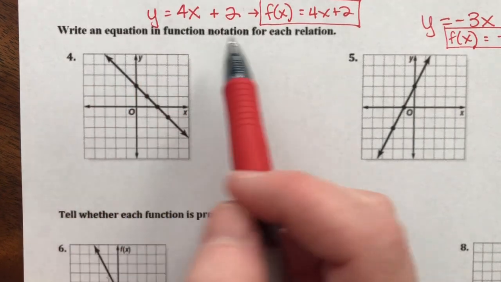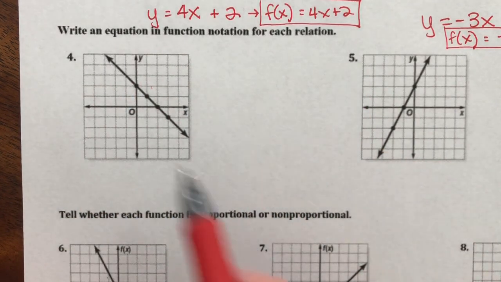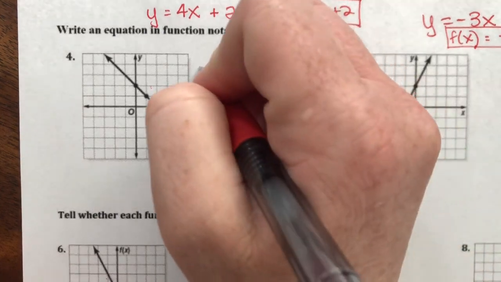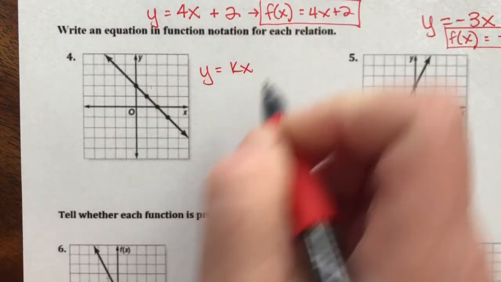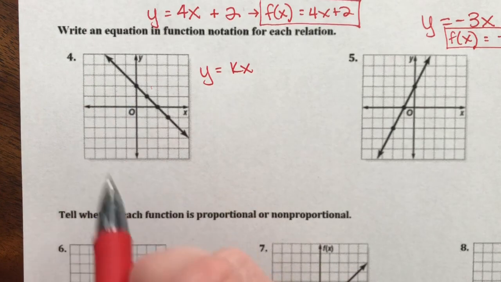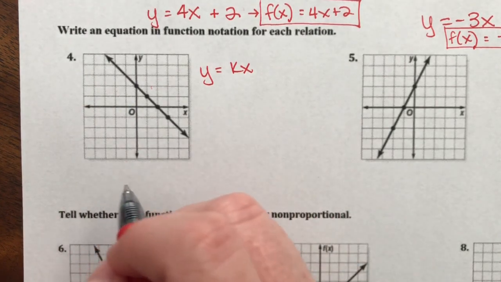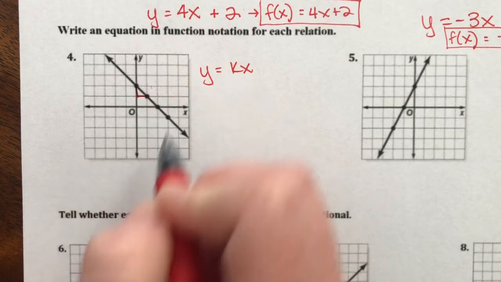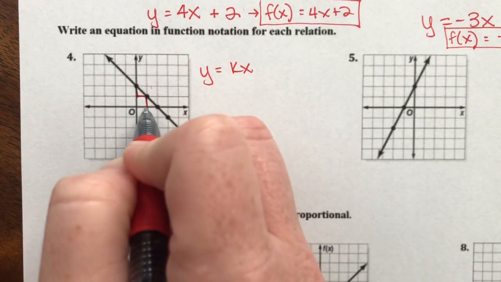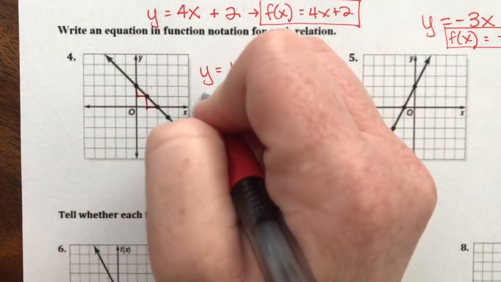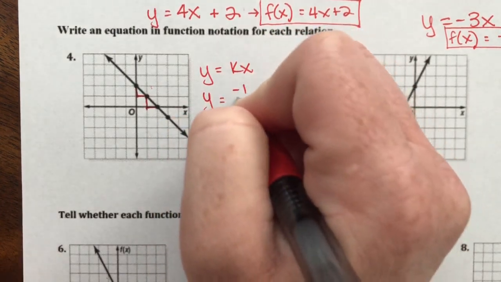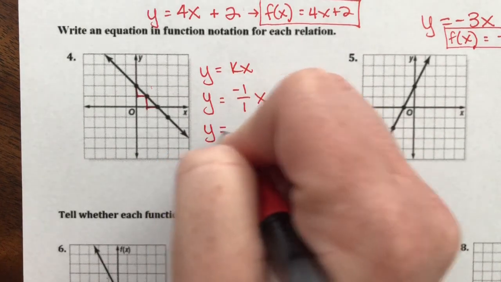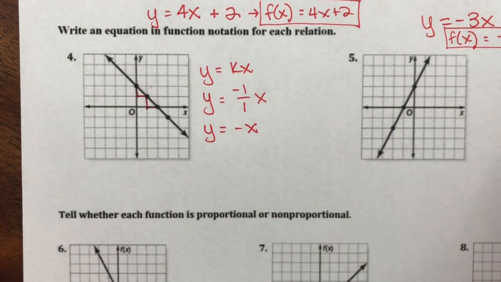Okay, write an equation in function notation for each relation. So here, I got to figure out the slope, and I got to figure out the y-intercept, right? So I got y equals kx. I want to figure out the slope. The slope is rise over run, right? Change in y over change in x. So to get from one point to another, I'm going down 1 over 1. So my slope is down 1 over 1. Or in other words, y equals negative x, right?